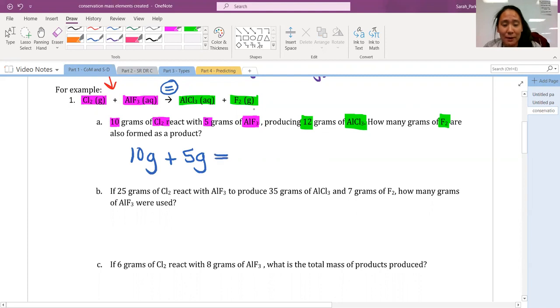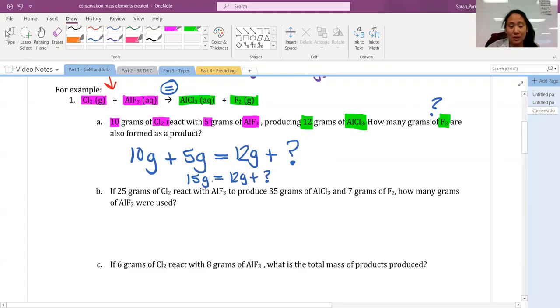on both sides. You're going to replace the AlCl3 with 12 grams plus, and we're missing this number right here, which is F2. We don't know how many grams that is. So now you solve for the missing X, like in algebra. What is 10 plus 5? It's 15. So you have 15 grams equals 12 grams plus some unknown number. How do you get 12 to the other side? The opposite of addition is subtraction. So 15 minus 12, the question mark, is equal to 3 grams.